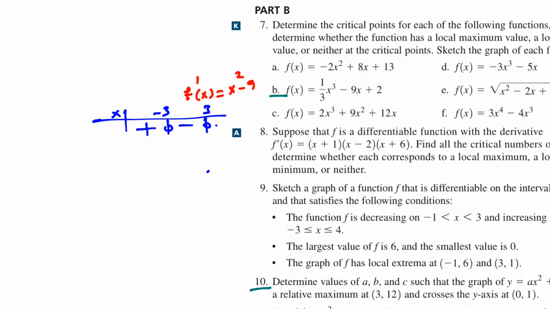Then we draw the sign chart for derivative, increasing, decreasing, and increasing. We find f of -3 and f of 3, and then we roughly sketch the graph of the function. The function is 20. At 3 it is -16.